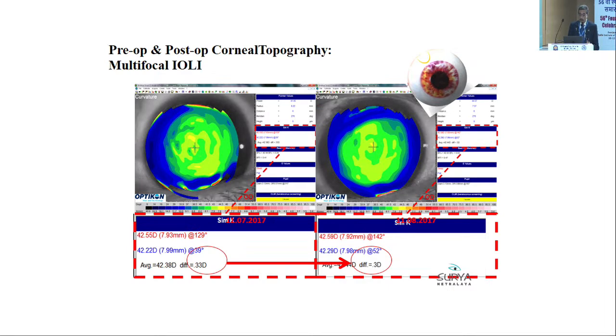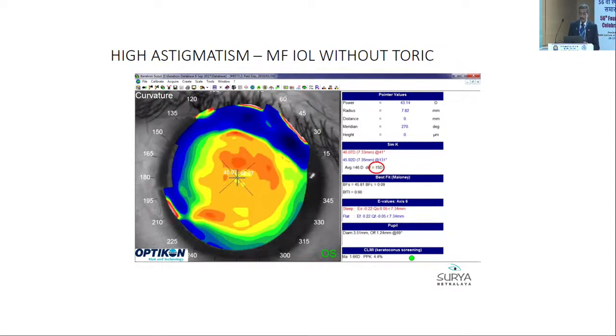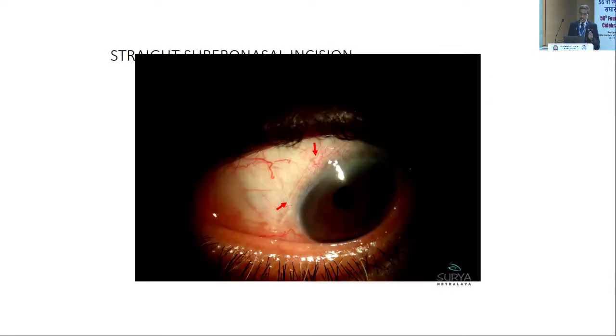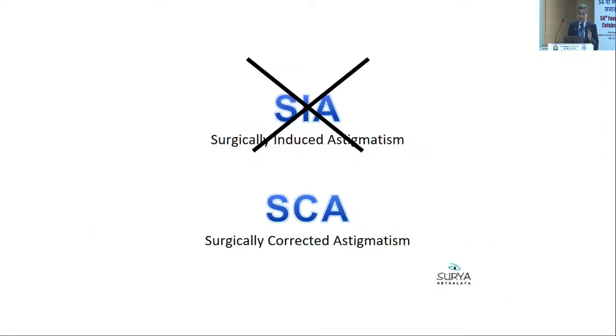Even multifocal implants can be put in properly. In fact, if there is a high astigmatism, we can put in a multifocal IOL without using a toric. Because if we have a large high astigmatism, and suppose we take this large straight superior-nasal incision, we can completely neutralize it and we can have a cornea that is giving the patient a 6/6, almost N6 vision. So it is not just surgically induced astigmatism, it can also be surgically corrected astigmatism.